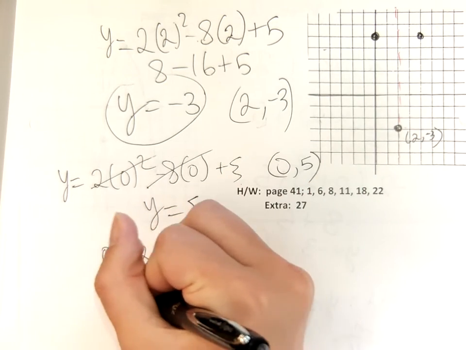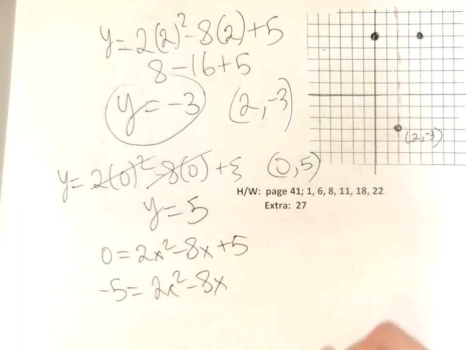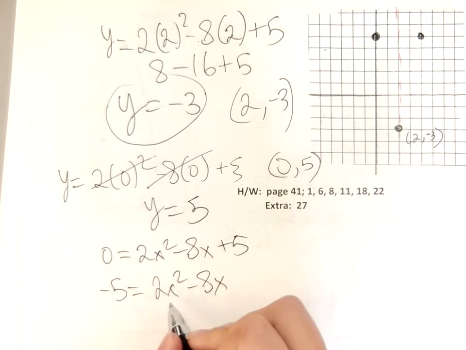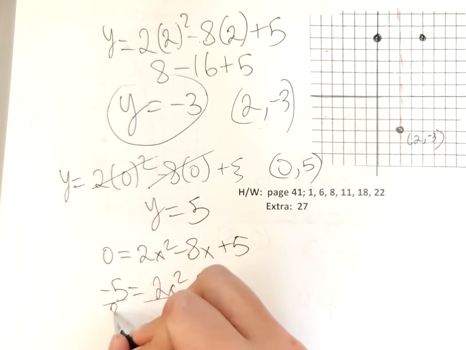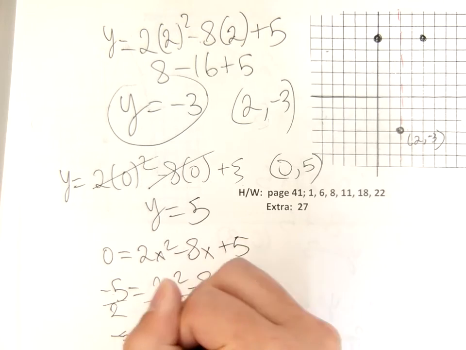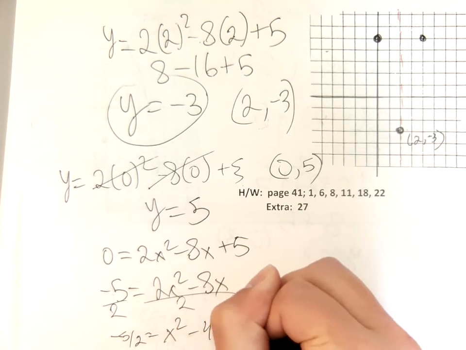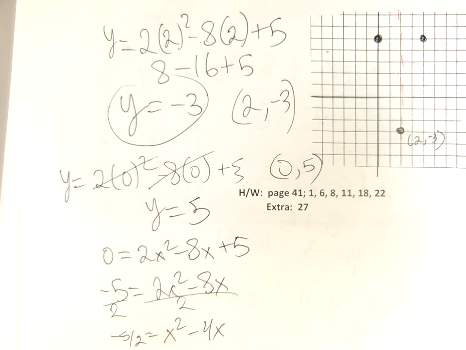Bring over the negative 5. Negative 5 equals 2x squared minus 8x. Divide everything by 2. Okay. Negative 2.5 equals x squared minus 4x, right? Yep. What's half of 4? 2. 2 squared is 4, right? So add 4 to both sides.